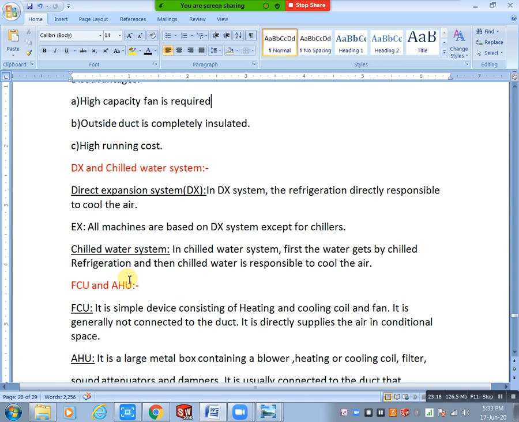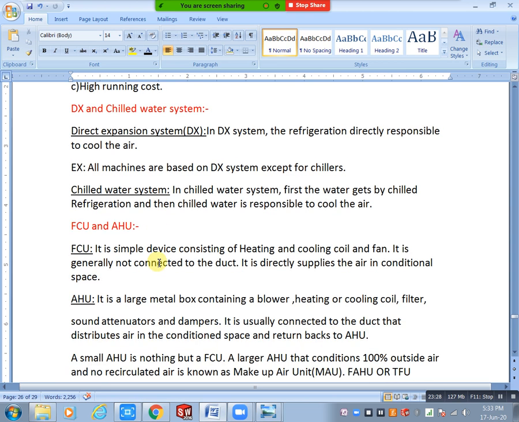Okay, next the chilled water system, consider here. In a chilled water system, first the water gets chilled by refrigeration, and then the chilled water is responsible to cool the air. Means first the water gets cooled by the refrigeration, and next the chilled water is responsible to cool the air. Means here water is a second refrigerant.